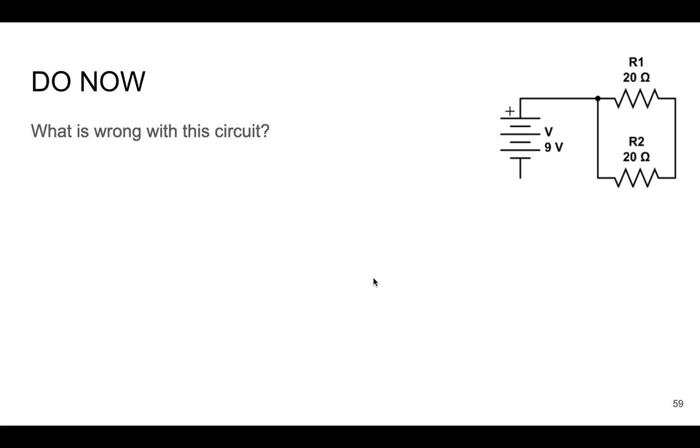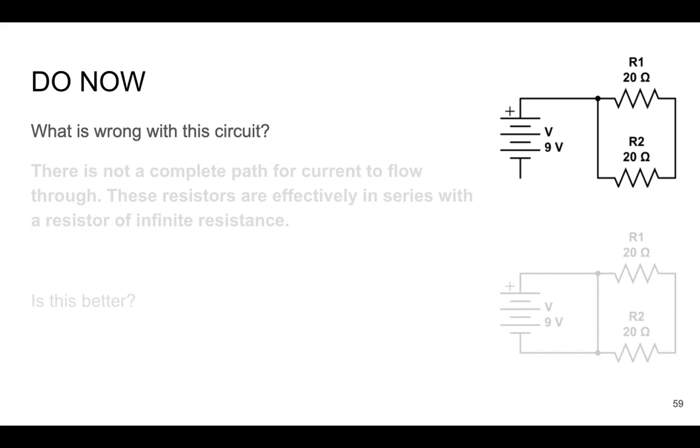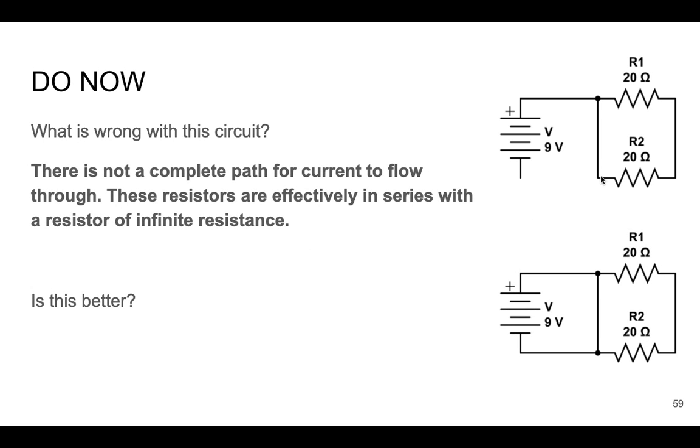So the other circuit, what's wrong with this? This looks like 2 resistors. Are they trying to be in series? Are they trying to be in parallel? The problem is there's no connection from here. You haven't given the current a complete circuit to flow through. You have an open. So if I just make that connection, is that better?